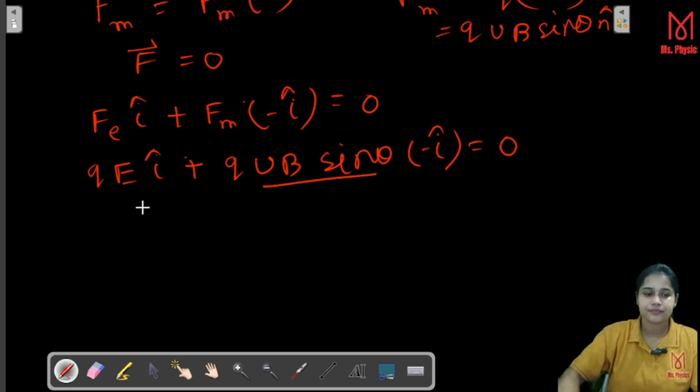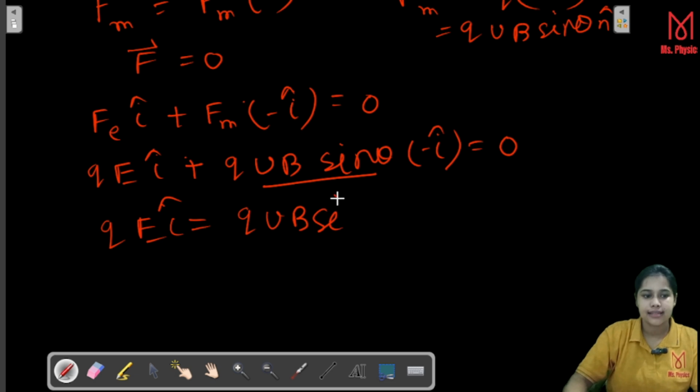Clear hai na? Now you just do one thing. Here you see E is equal to ultimately, okay, I am not doing any step jump. Q E i cap is equals to here Q V B sin theta i cap. So i gun, Q gun. Then finally we are getting as E is equals to VB sin theta.